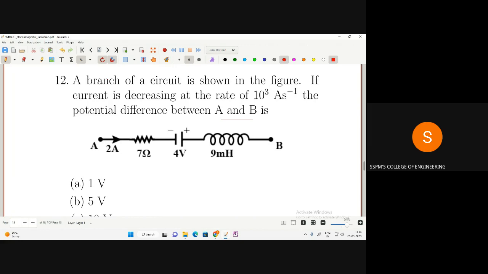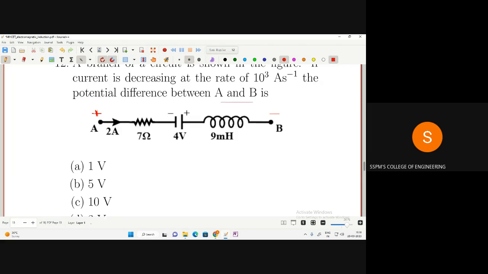So let's consider the positive terminal of the battery is given to A. हा पॉझिटिव्ह असणार आणि B हा निगेटिव्ह असणार. तर तुम्हाला VAB काढायचा आहे, where A is positive with respect to B. तर हे कसं सॉल्व्ह करायचं बघा. Start from end A. Let's consider voltage at A is VA.